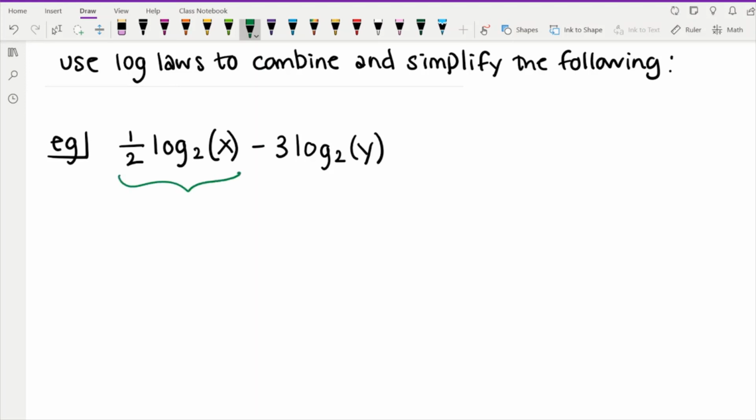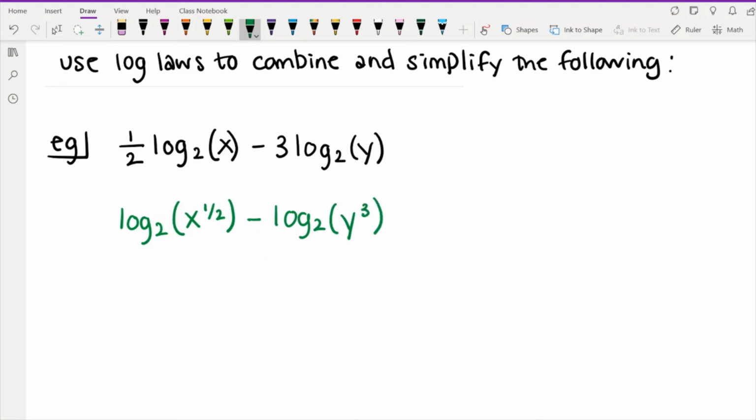So we see that we have multiplication happening in front of the logarithm, right? And so that tells us that we can take this number and turn it into an exponent on the x. So we can rewrite this part as log base 2 of x to the 1/2. So just using that same rule, but kind of going the opposite direction. And then same thing over here, right? We can rewrite this instead of as 3 times log base 2 of y, we can rewrite it as log base 2 of y cubed.